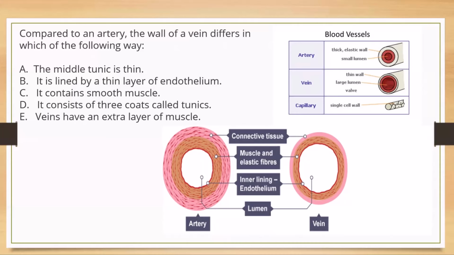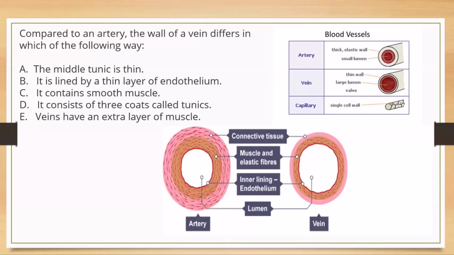Whereas the veins have very thin muscular walls. So one difference is the thickness: arteries are very thick, veins are thin. Now, arteries have a very narrow lumen, whereas veins have a very broad or large lumen. Arteries have no valves, but veins have valves.